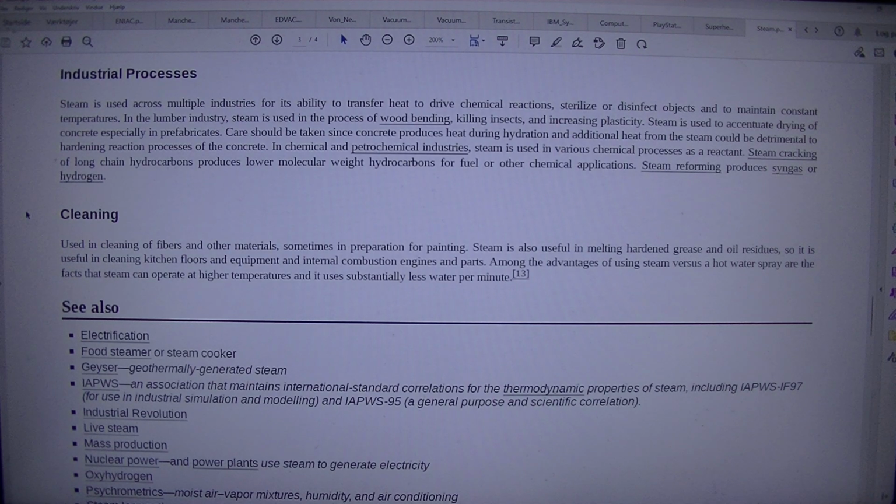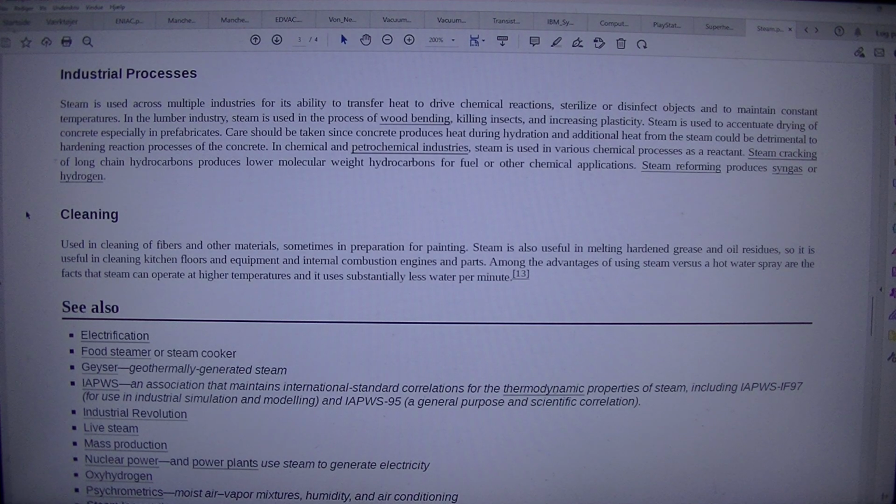In chemical and petrochemical industries, steam is used in various chemical processes as a reactant. Steam cracking of long-chain hydrocarbons produces lower molecular weight hydrocarbons for fuel or other chemical applications. Steam reforming produces syngas or hydrogen.